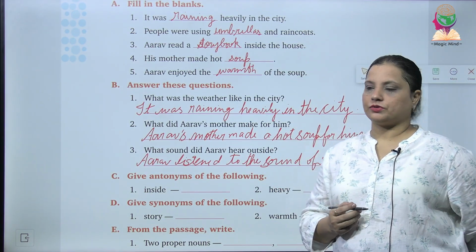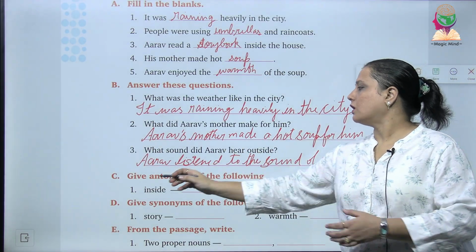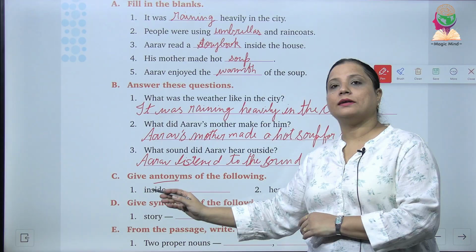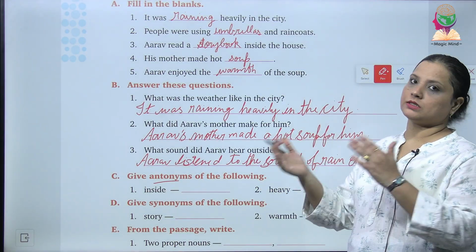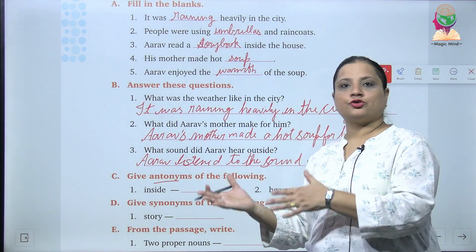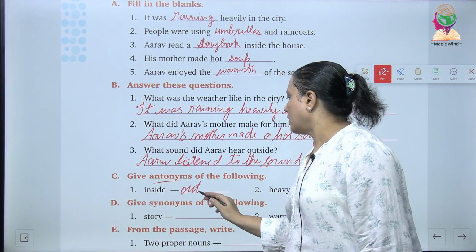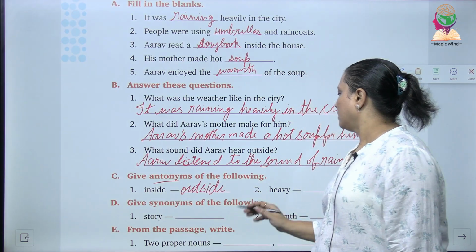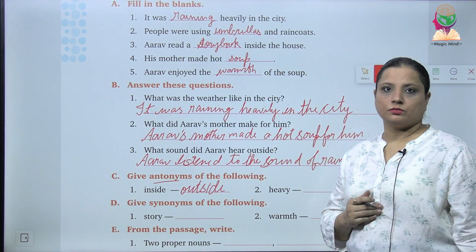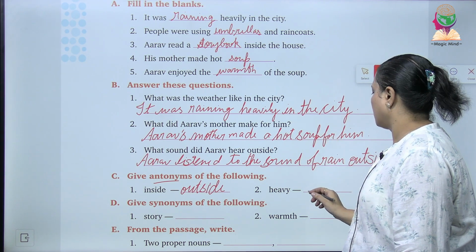Now the C question. Again, you have to give the antonyms of the following, and the first word given over here is inside. Antonym means opposites. Inside means inside, so what will be its opposite? Outside. Then the next, heavy. The other word or antonym for heavy can be light.